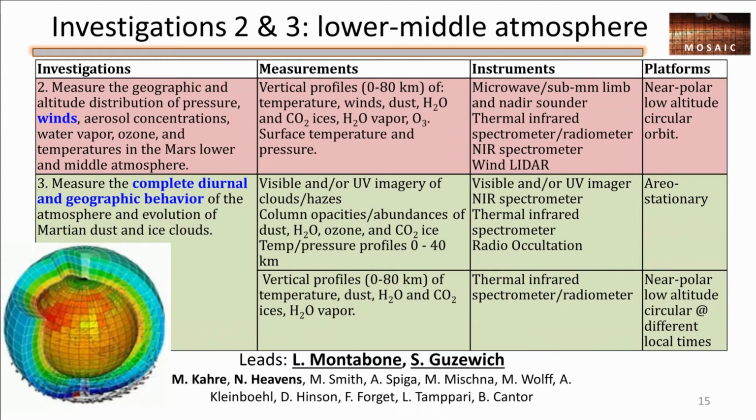And to do this from 2 different platforms: one to have that global view, so you can see almost a full hemisphere of the planet at once, that's the areostationary view. But then also to have different near polar low altitude circular platforms at different local times to examine how the vertical structure changes over the course of the Martian day.